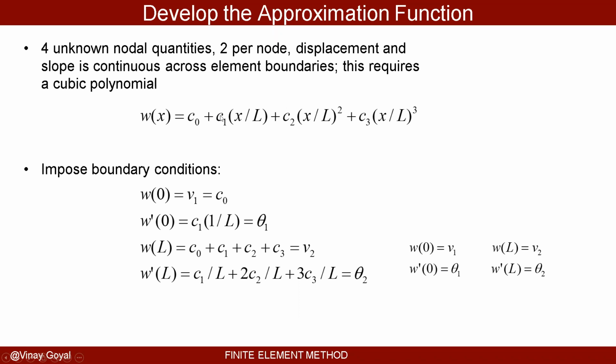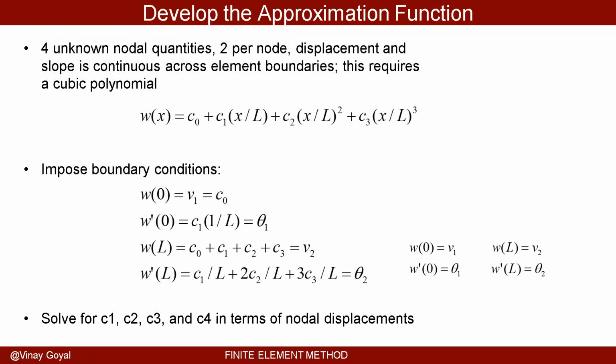But I already told you a few times through a few derivations that that is actually quite inconvenient. It's better if we can write the unknown coefficients in terms of unknown nodal quantities. I want to relate C0, C1, C2, C3 to V1, theta 1, V2, theta 2, because these unknown nodal quantities do have physical meaning. So at W at 0, I have this equation. At W prime at 0, I have this equation. At W at L, I have this equation. And at W prime at L, I have this equation. I have four unknowns, which I can now write in terms of V1, theta 1, V2, and theta 2.